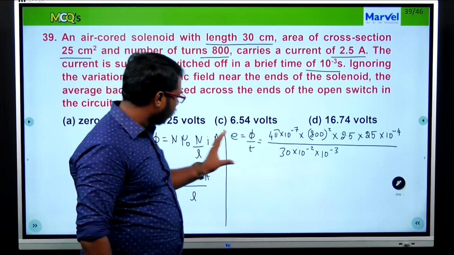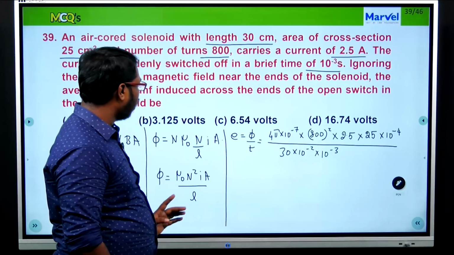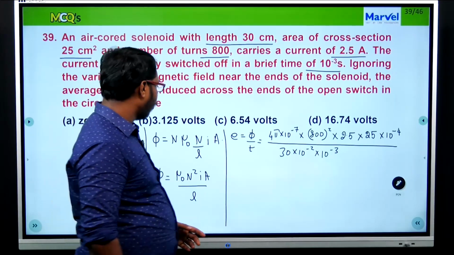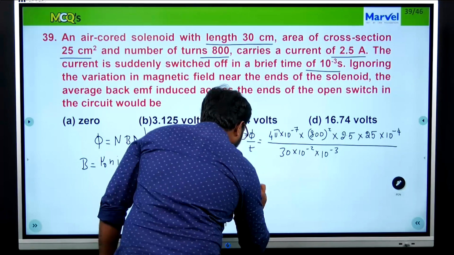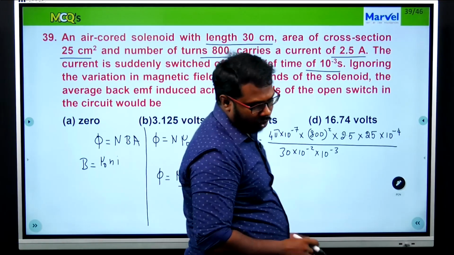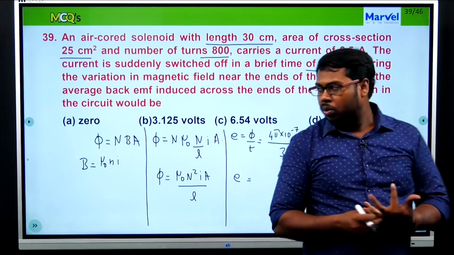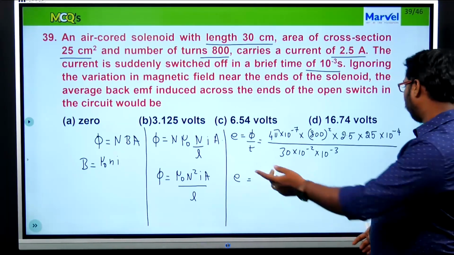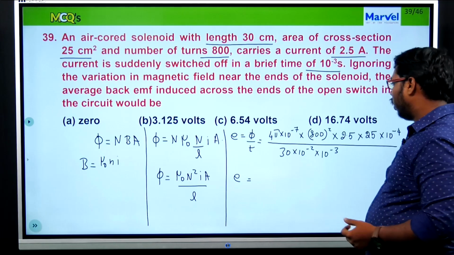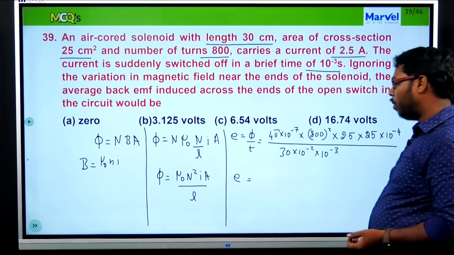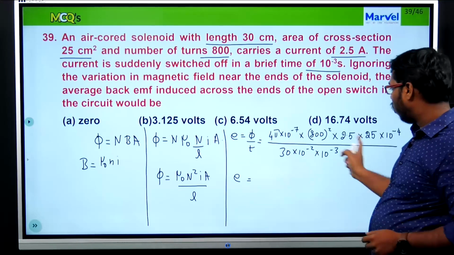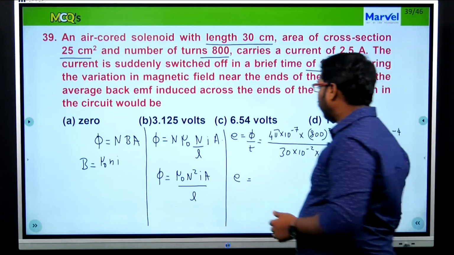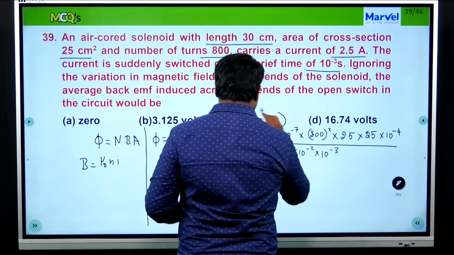If we simplify all the values that are given to us, we will end up with the answer where E is equal to 6.54 volt. I am not going to do the calculation for this, it's easy for you because it's simple multiplication and division. So I want you to do the calculation, and the answer for this is 6.54 volt.